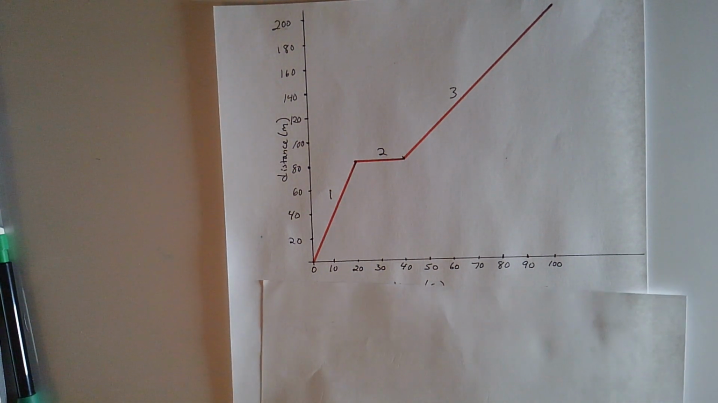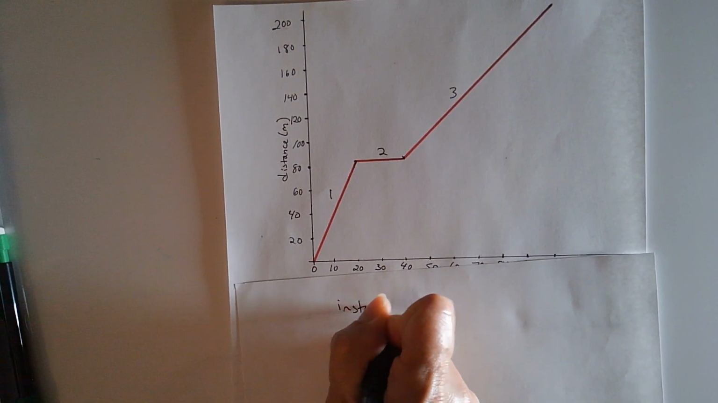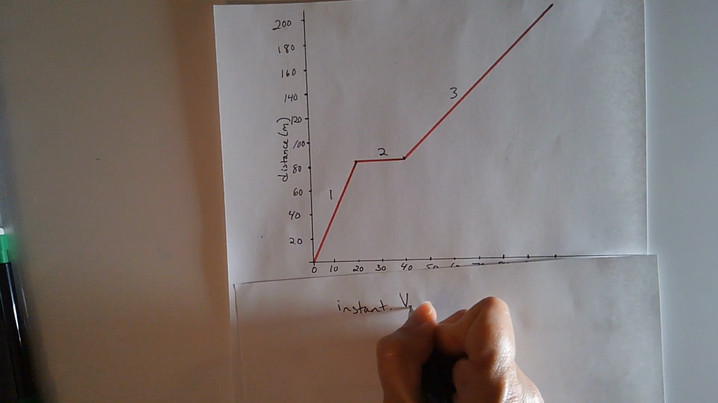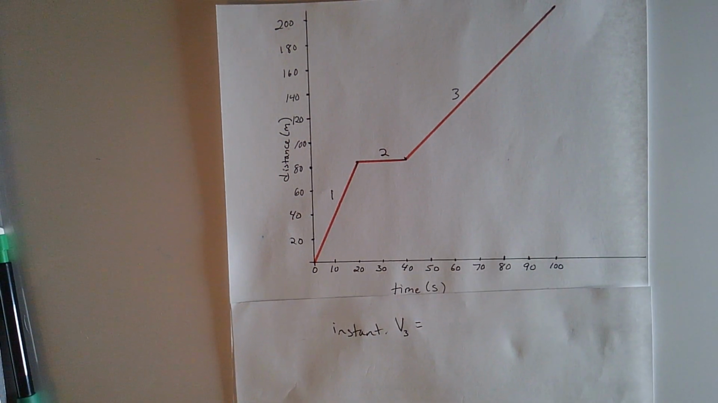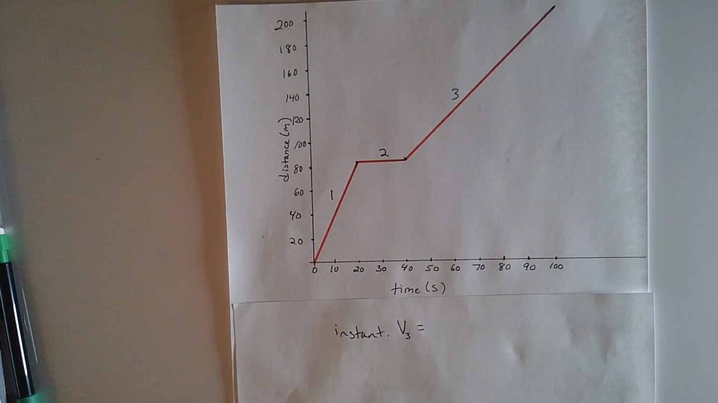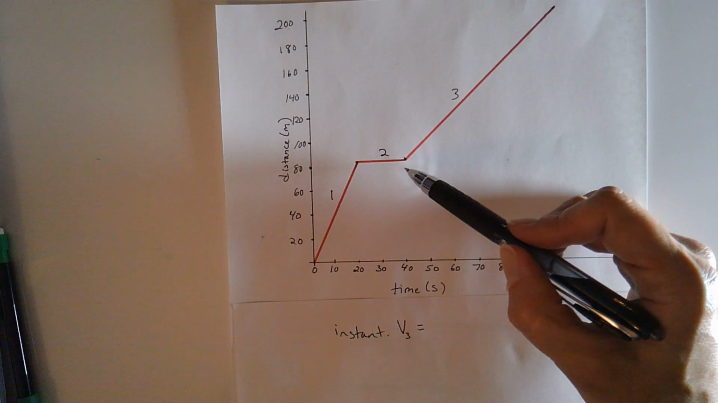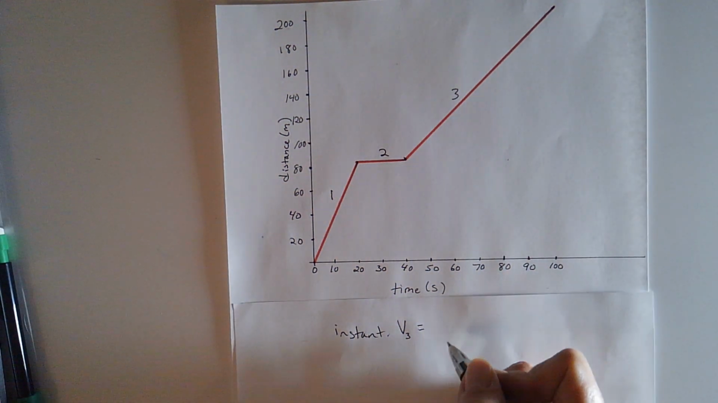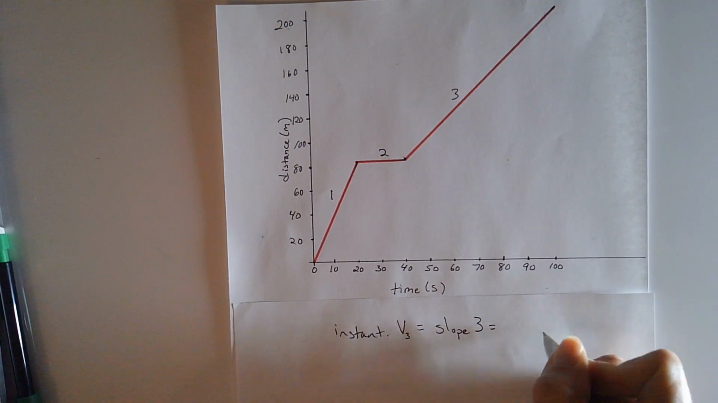Okay, if we look at segment 3, so for instantaneous velocity 3, and we would just write V3, but I'm saying instant just to keep that in your heads. So this is the instantaneous velocity. Okay, so we would say it starts at time 40, ends at 100. So we're going to do slope for segment 3.